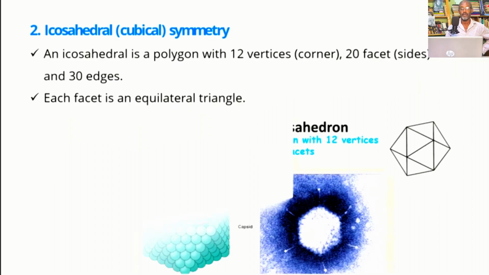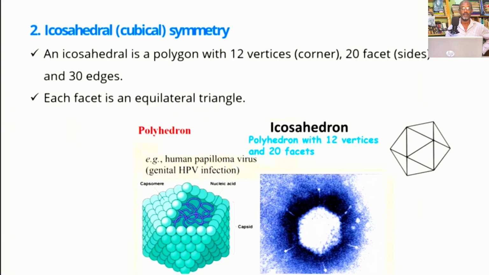And you can see here the diagram of these icosahedral, polyhedral viruses. Polyhedron is the general terminology, polygonal. Icosahedral viruses are the most dominant, the most common type. Their capsid forms a polygon with 12 vertices or corners, 20 triangles, and 30 edges, as you may observe here.